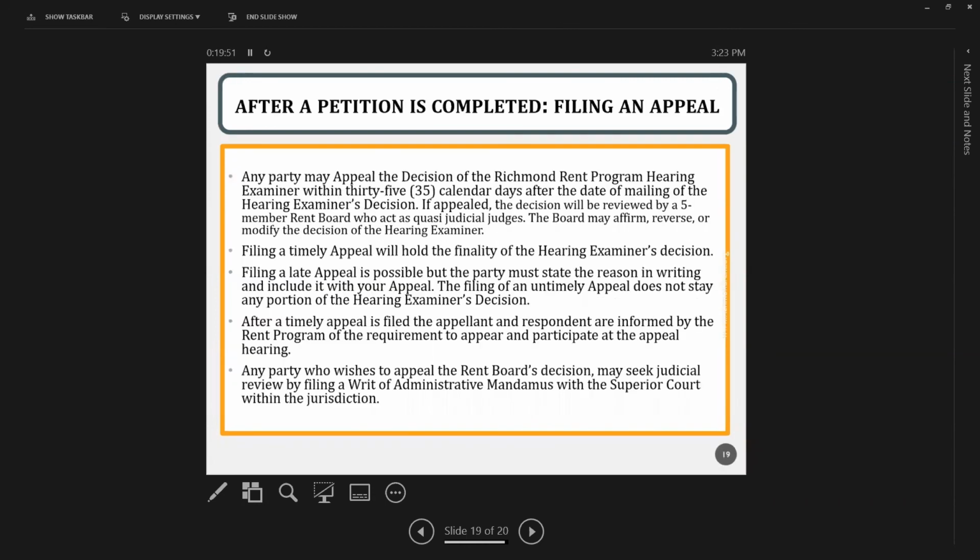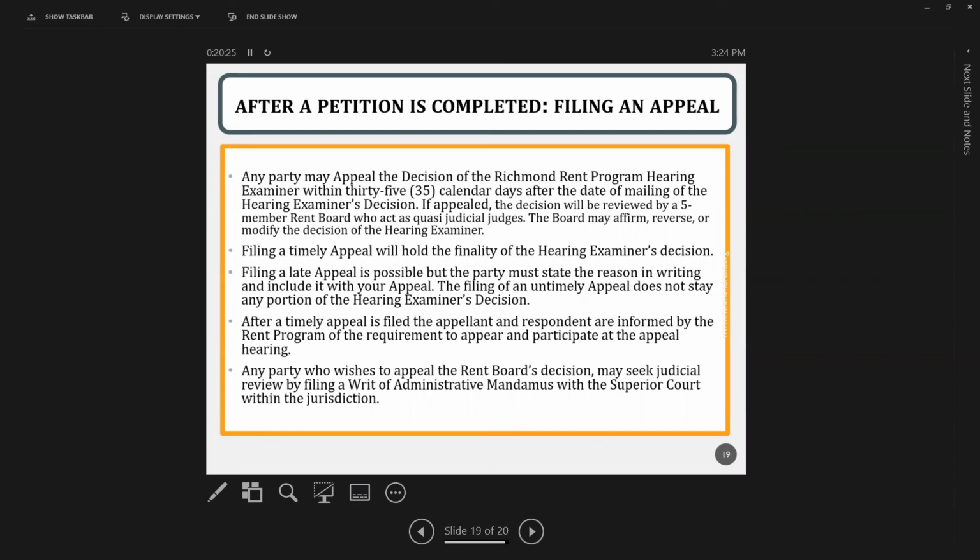Each party has the right to appeal. Any party may appeal the decision of the Richmond Rent Program hearing examiners within 35 calendar days after the date of the mailing of the hearing examiner's decision. If appealed, the decision will be reviewed by a 5-member board who act as a quasi-judicial judge. The board may affirm, reverse, or modify the decision of the hearing examiner.